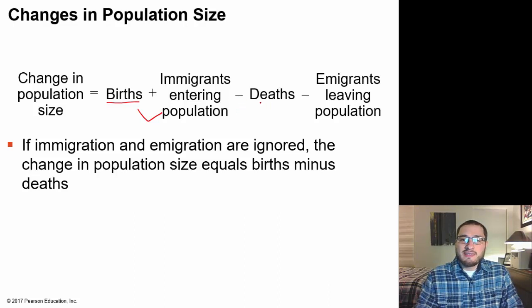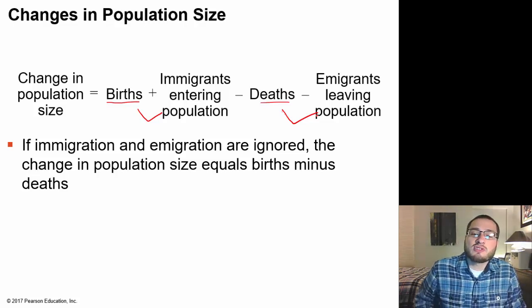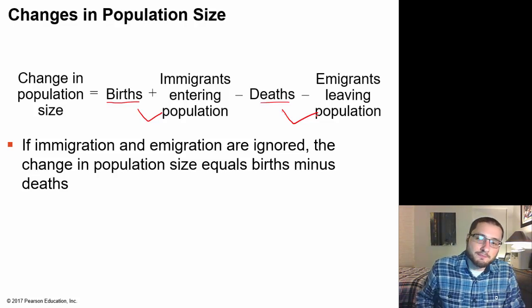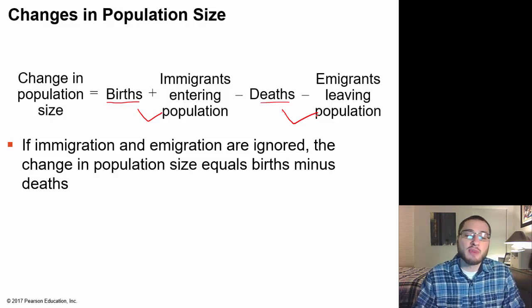And then we're going to subtract any deaths and then any ones that are emigrating, which are leaving. So we subtract the ones that are leaving or dying. If immigration and emigration are ignored, then the change in population size is simply equal to births minus deaths.